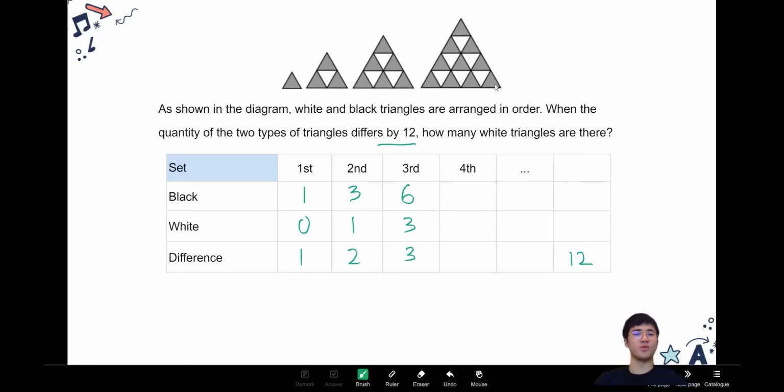Now, for the fourth one, do we still need to do the counting, or are there some smart methods? Yes, there are. You can see from the first one, there is 1. But when we move to the second one, there are 2 black triangles extra. And when it comes to the third one, 3 plus another 3 to get 6. So based on this sequence, when it comes to the fourth one, we should add 4. So 4 plus 6, we get 10.